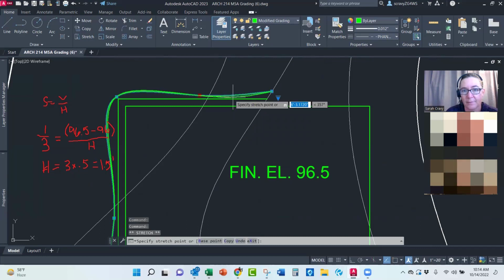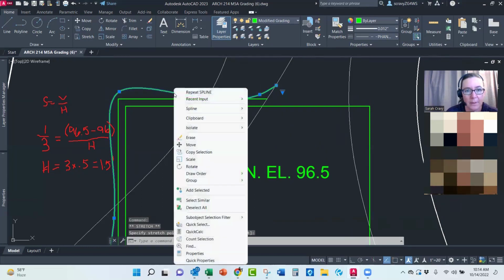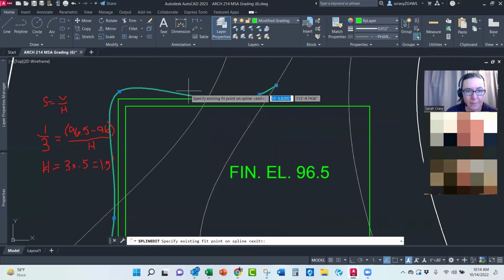In fact, I think I would do something like that. That's probably the way I'd do it, to be honest. And I might put a couple more vertices in there. How do you put another vertex in? Spline, add fit point, like right here. Right there.